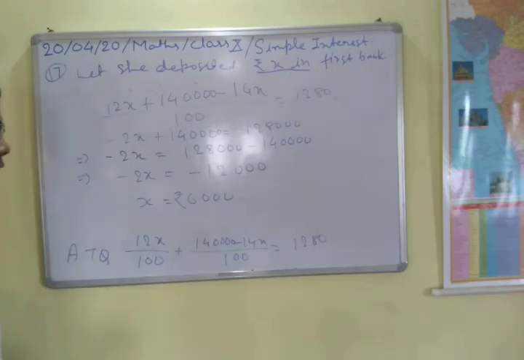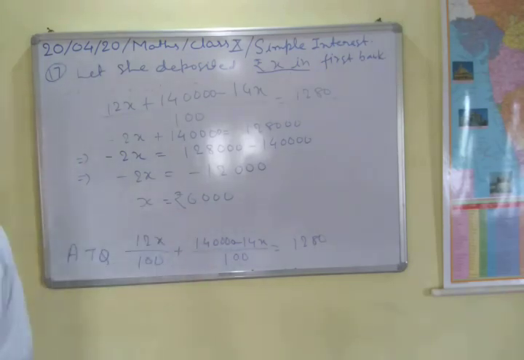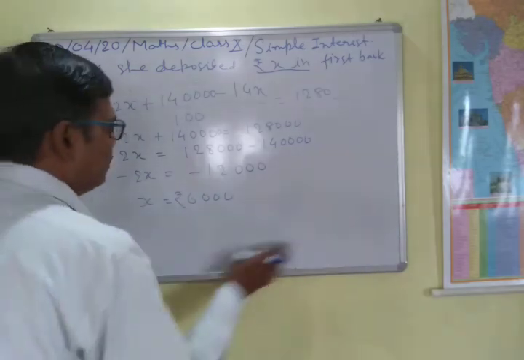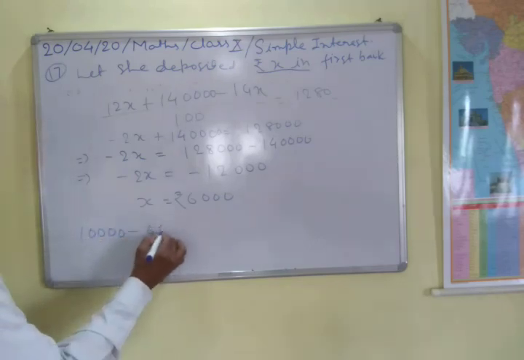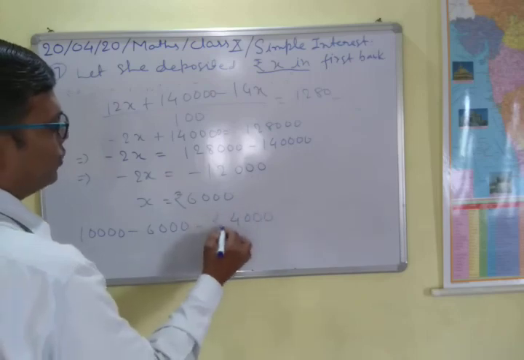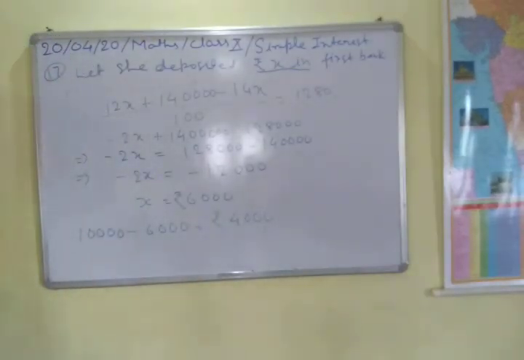So this is the answer. That is, this much money is deposited in the first bank, and then you have 10,000 minus 6,000 equal to 4,000. So this much money is deposited in the second bank. So this is the answer of this question.